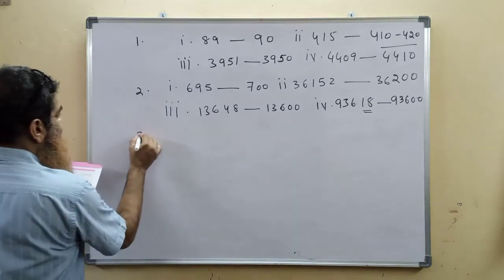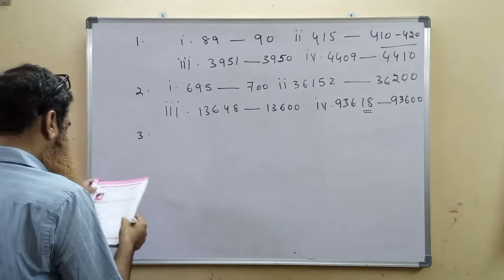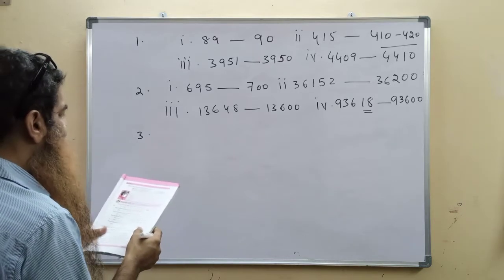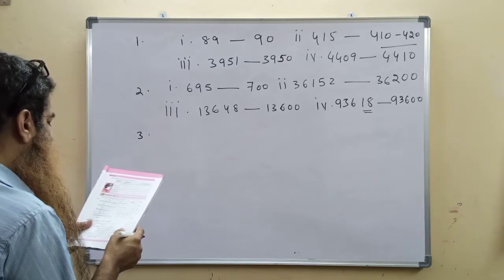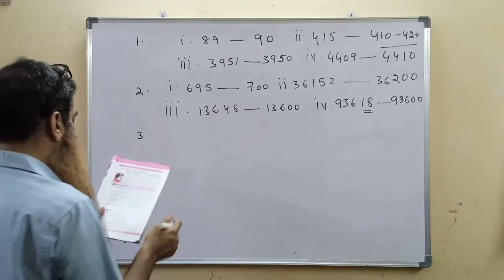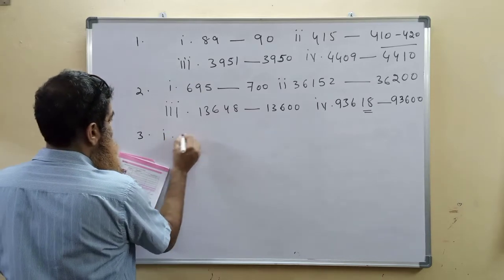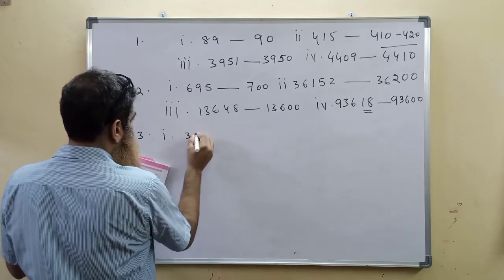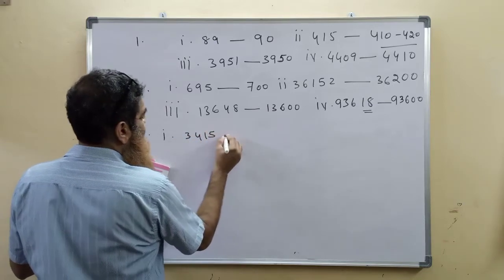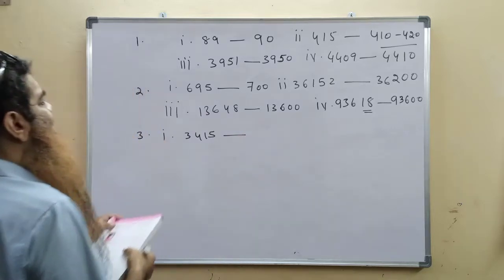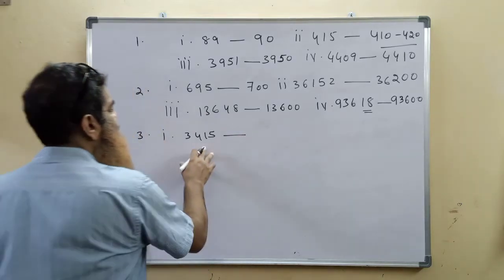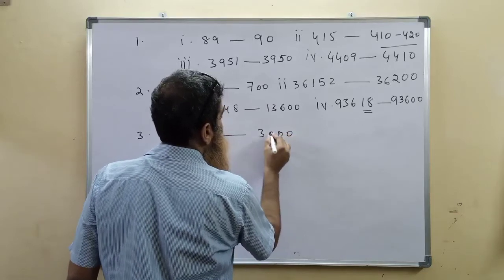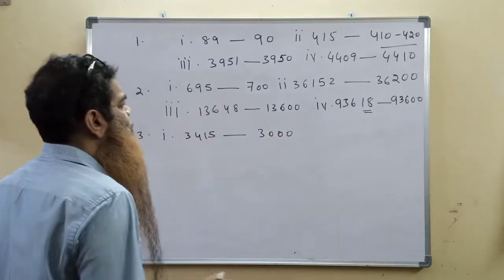Now going to the third question in this exercise: round up the following numbers to the nearest thousands. The first bit in this third question is 3,415. If we remove 415, it becomes 3,000. It is near to 3,000 and farther away from 4,000.